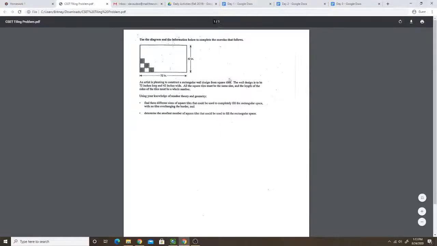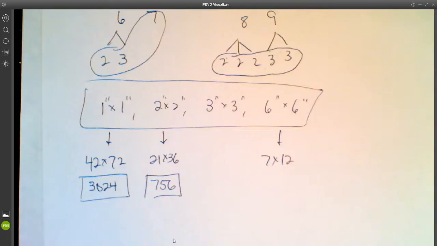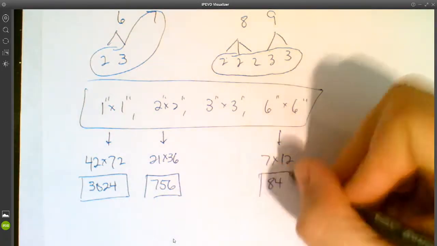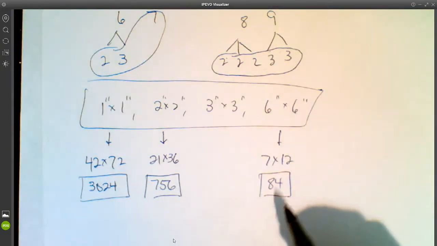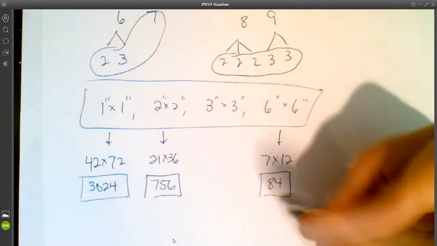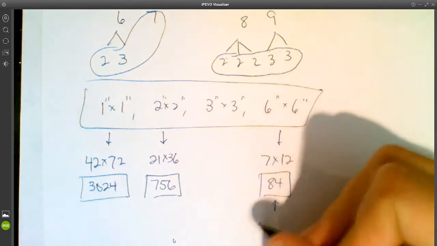So a 6 inch by 6 inch, well, for the 42 inches, you would use 7 of those tiles. And for the 72 inches, how many would you need? You would need 72 divided by 6, which is 12. Right? So you would use 7 times 12 tiles, so 84. So this is the smallest number of tiles that you would need to use in order to fill up the space. So this is the smallest number.